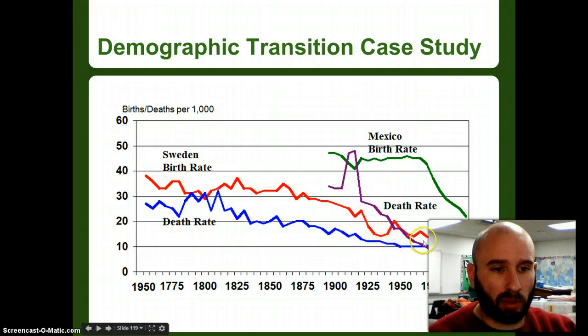Okay, time goes on. By the time we get to the 21st century, we can see that their death rates have fallen below their birth rates.